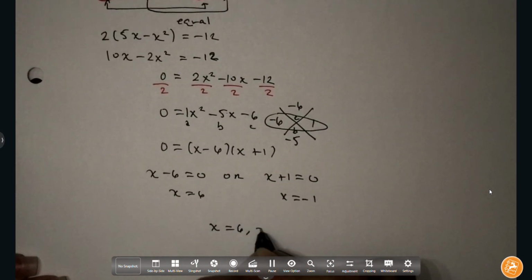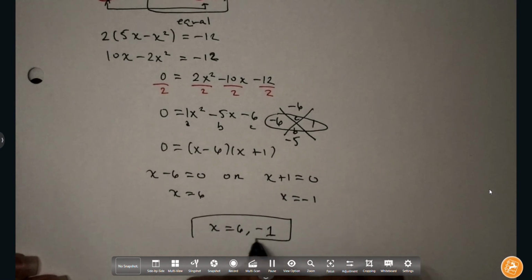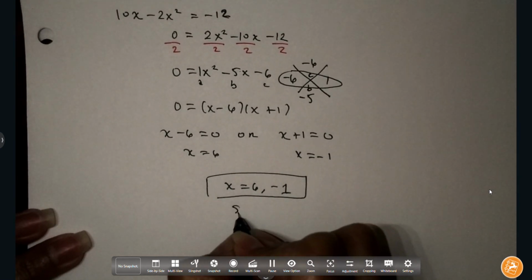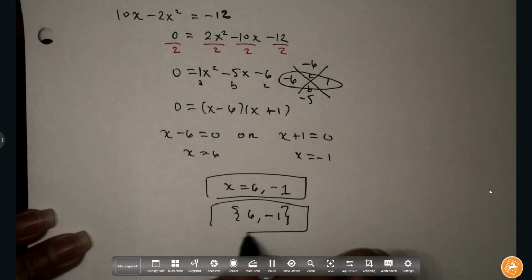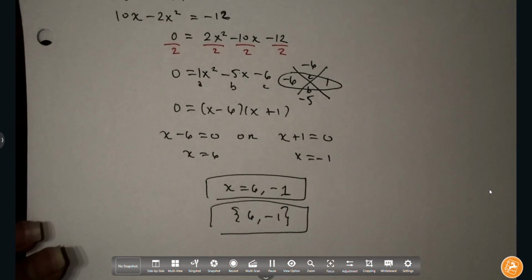Bear in mind that OR means union, so it would be really nice if you combine your solutions. And it's up to your instructor if the instructor wants you to write your answer in set notation or not.